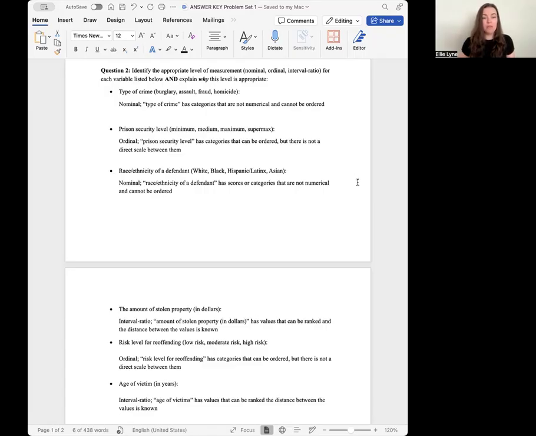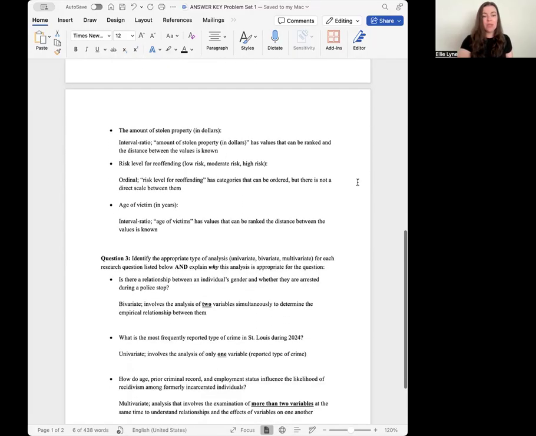Moving on to our third example here, race and ethnicity of a defendant. So I give the various example categories here of white, black, Hispanic/Latinx, and Asian. In this case, this is an example of a nominal level of measurement because it has scores and categories that are not numerical and cannot be ordered. In other words, there isn't any ranked order that has an inherent value when it comes to race and ethnicity. So that's why it's a nominal level.